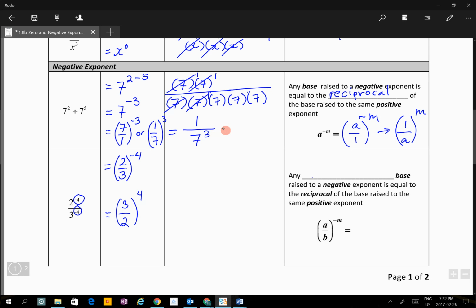So here, any fractional base raised to a negative exponent is equal to the reciprocal of the base raised to the same positive exponent. So this expressed in general form, I would take the reciprocal of the base. So a over b becomes b over a, like so. And I change the exponent from a negative m to a positive m.